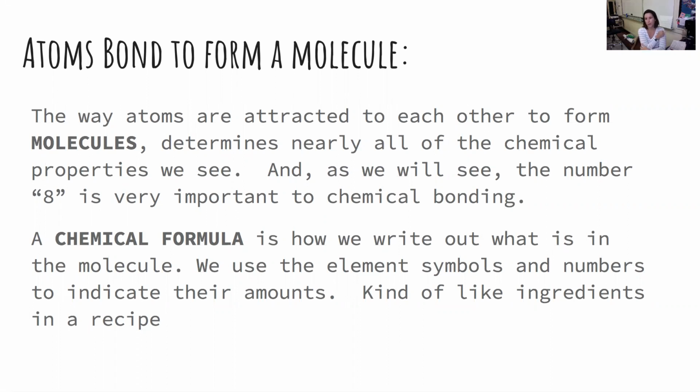A chemical formula is how you write out what is in the molecule. And you've probably used this yourself. H2O, for example, that's how you write a chemical formula. So we use the element symbols like H and O in this instance, and the numbers to indicate their amounts, kind of like ingredients in a recipe.